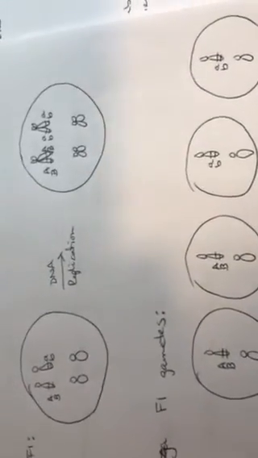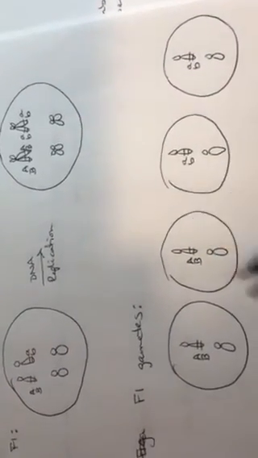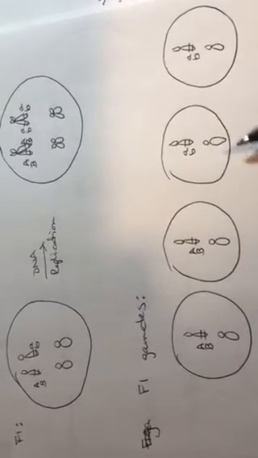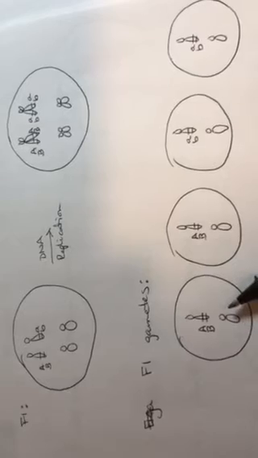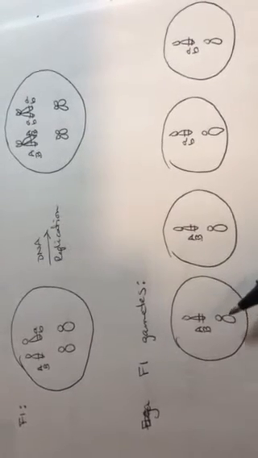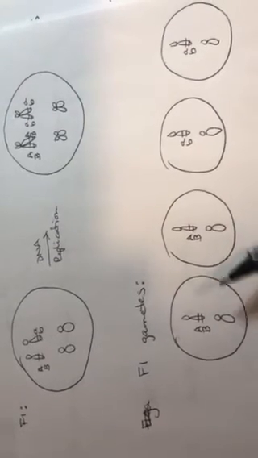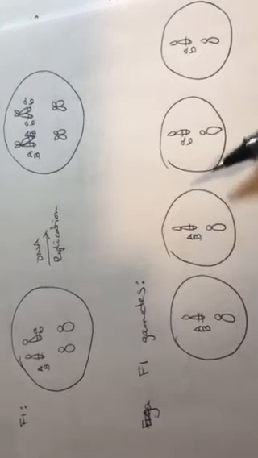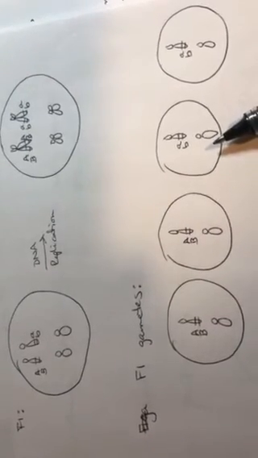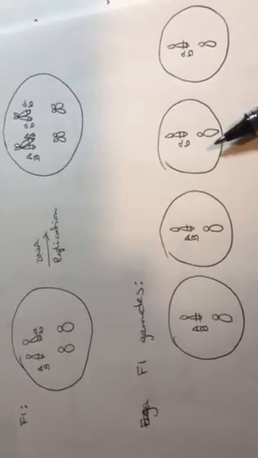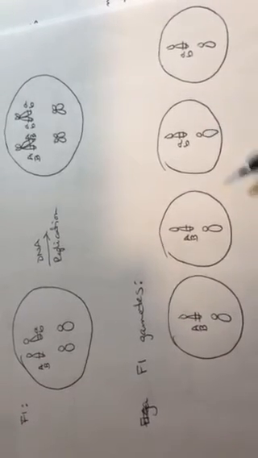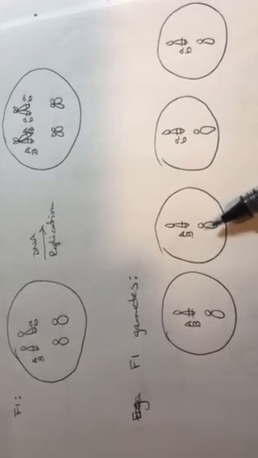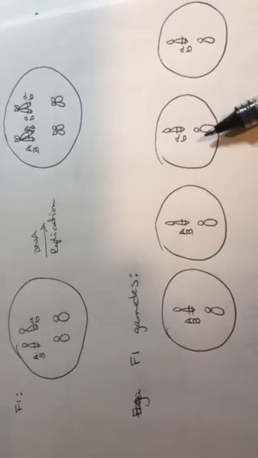So this individual is going to make these kinds of gametes. Essentially, the big A, big B allele combination will always stick together. So here and here. The little a, little b allele combination will always stick together, so here and here. So really it's the same as just having two kinds of gametes, big A, big B, little a, little b.